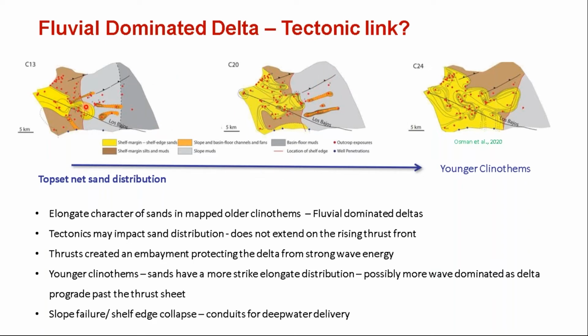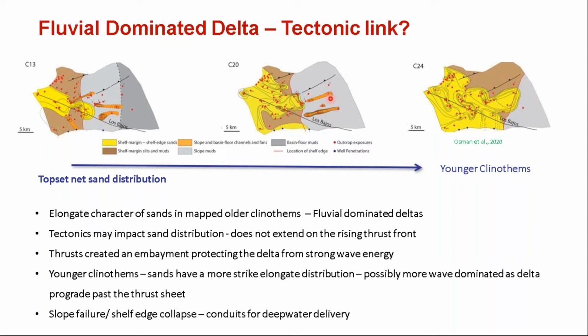Notice we mentioned earlier these blind or growing thrusts on our margin. Once the river systems, or we interpret that once the river systems are behind these blind thrusts, they probably have greater fluvial influence. And as the delta progrades past these thrusts, they become more strike elongate, probably signifying higher wave dominance on the system. So it's quite possible that these thrusts are inhibiting or creating an embayment, protecting the delta from very strong wave energy.